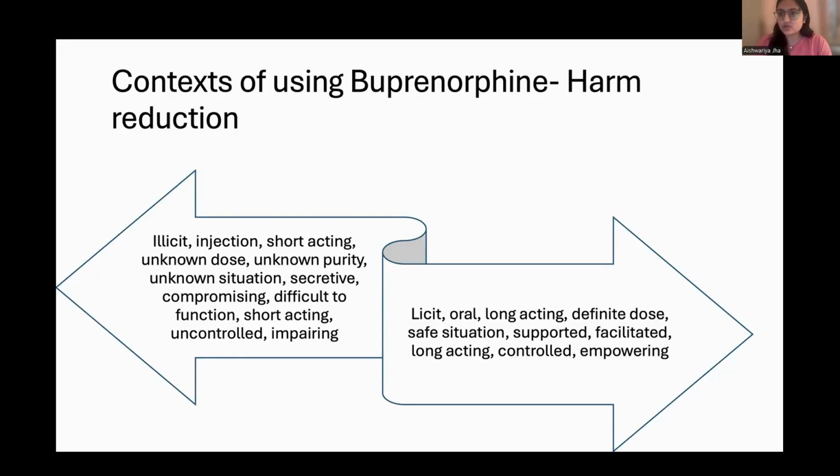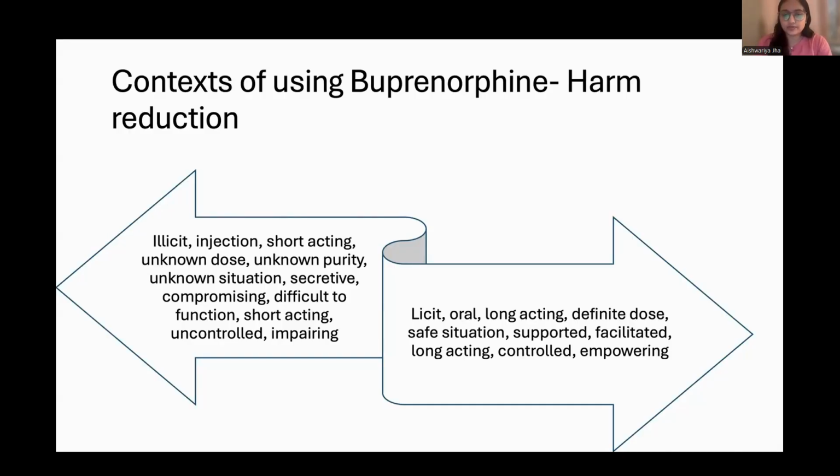It's licit, it's oral or sublingual. It's long acting, it's a definite dose. And also, in general, it's a safe situation. You feel supported. It's reassuring to be in treatment. You also have opportunities to engage with other practitioners. Maybe if you have hepatitis C, for example, then you can get links to other treatments as well. It's a more controlled situation, and it is extremely empowering.